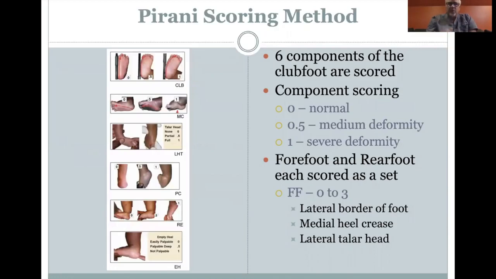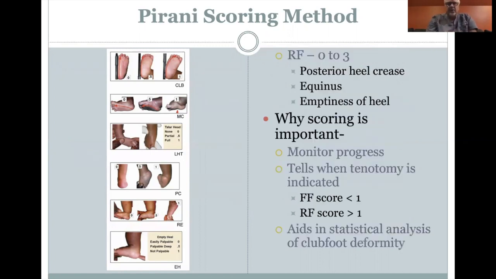The Pirani scoring method, we mentioned earlier, has 6 components of the clubfoot that are scored. Each component is scored 0, 0.5, which is considered a medium deformity, or 1, which is considered a severe deformity. The forefoot and rear foot are each scored as a set. So for the forefoot, you're going to have between 0 and 3 because there are 3 components. We'll go through each of them. And the rear foot's also 0 to 3.